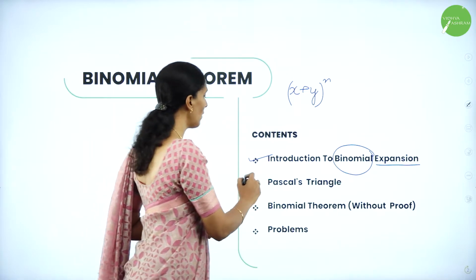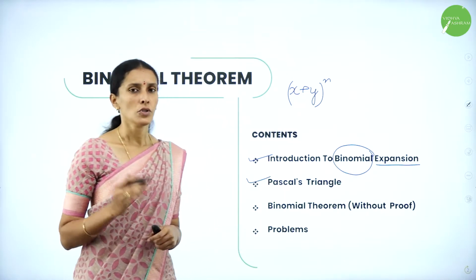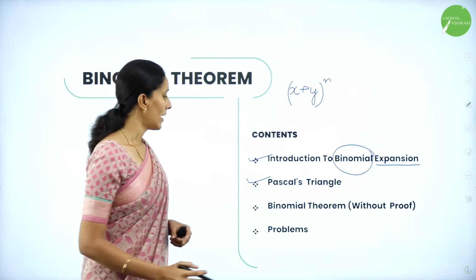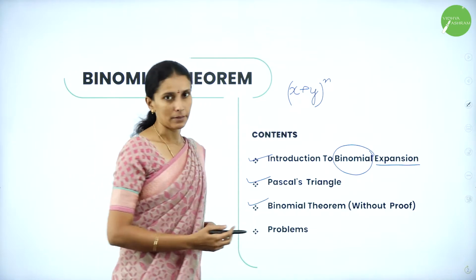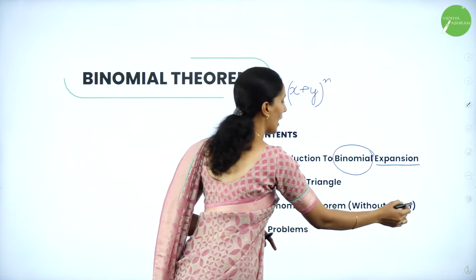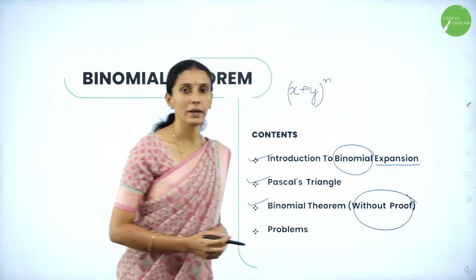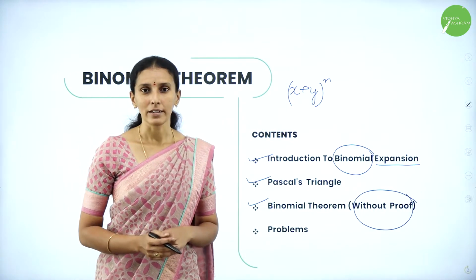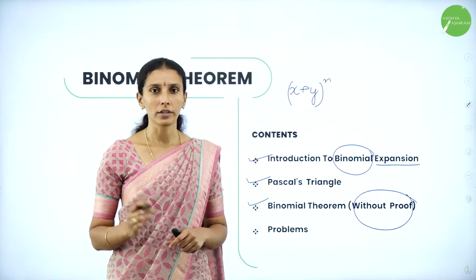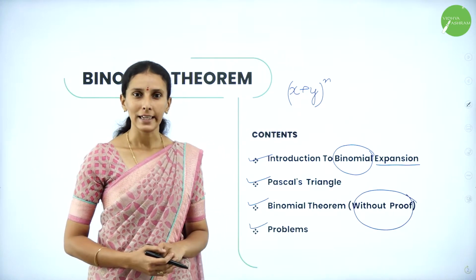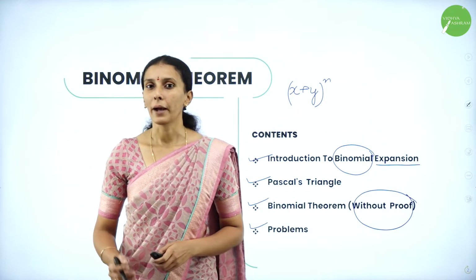So next we will see about Pascal triangle. So what is Pascal triangle? Next, binomial theorem. Here I have written it without proof. Why? Because only the statement is there in your syllabus, not the proof. Next, we will be dealing with problems using the binomial theorem.